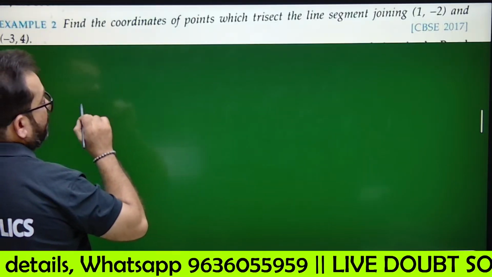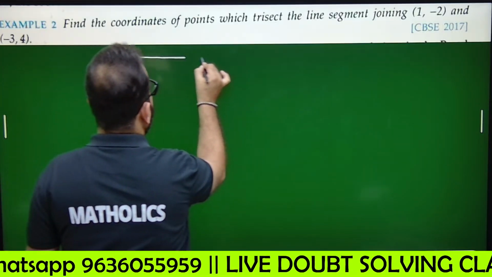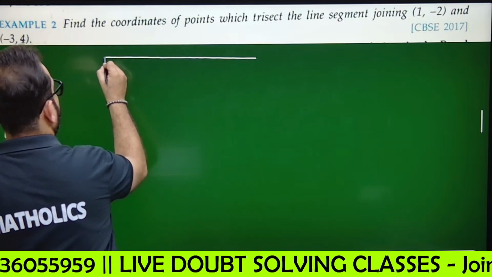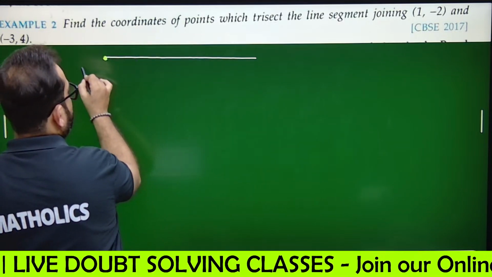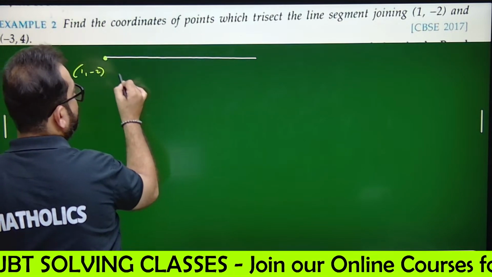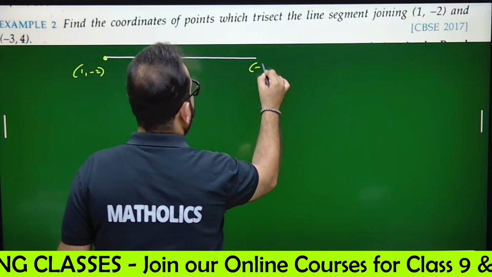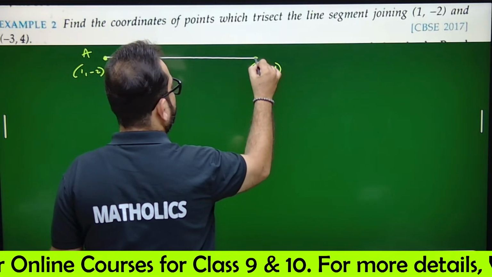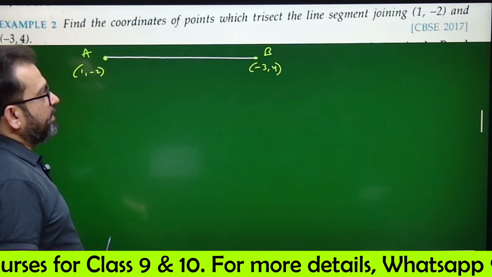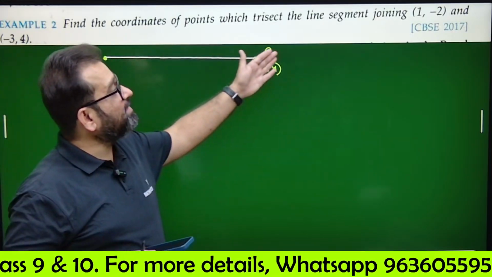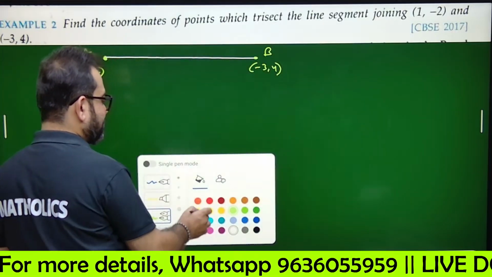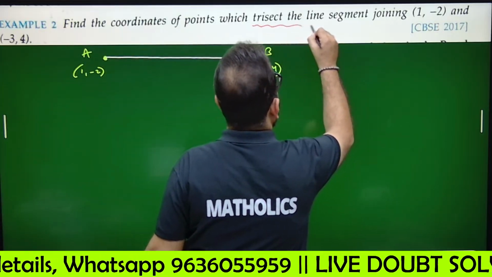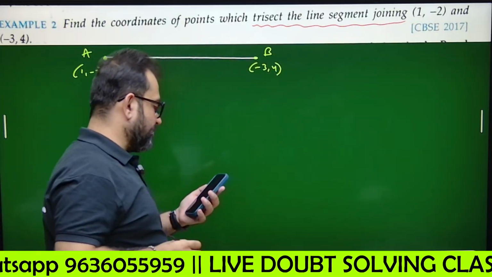So the question is, find the coordinates of the point. There is a line segment joining (1, -2) and (-3, 4). These are points A and B. Now we have to find points which trisect the line segment. Trisect, what do you mean by this?